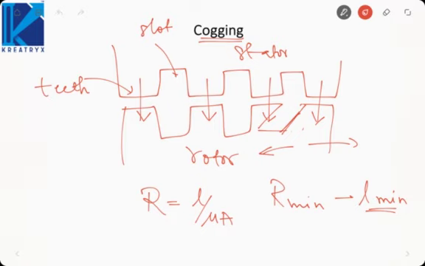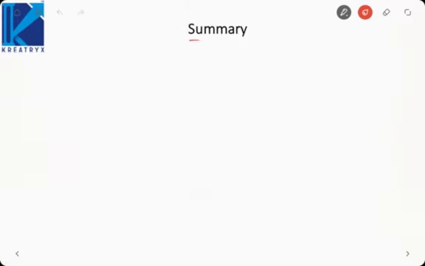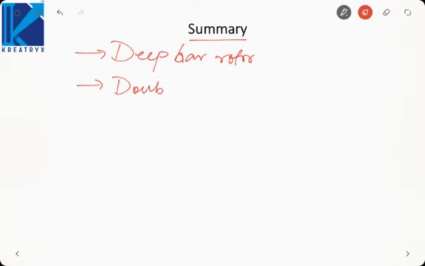So let us summarize what we have learnt in this lecture. We first saw the deep bar rotor, in which the top layer had minimum leakage reactance, so that at the time of starting current was concentrated in the top layer. But the area of cross section of the top layer is less, so resistance is high. That way starting torque was increased. Similarly, we saw the double cage rotor, in which the outer cage had higher resistance and lesser leakage reactance, so that current at the time of starting flows through the outer cage and starting torque is increased.